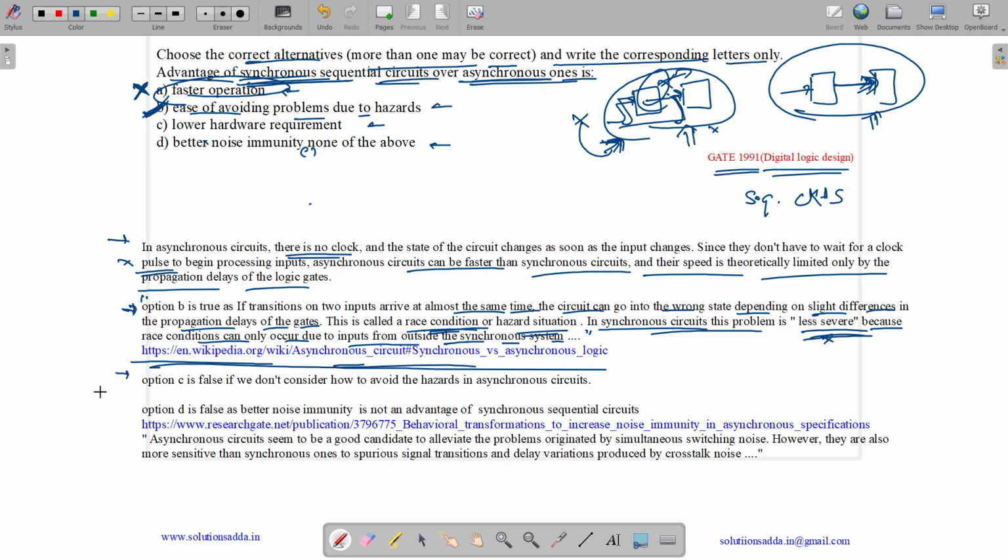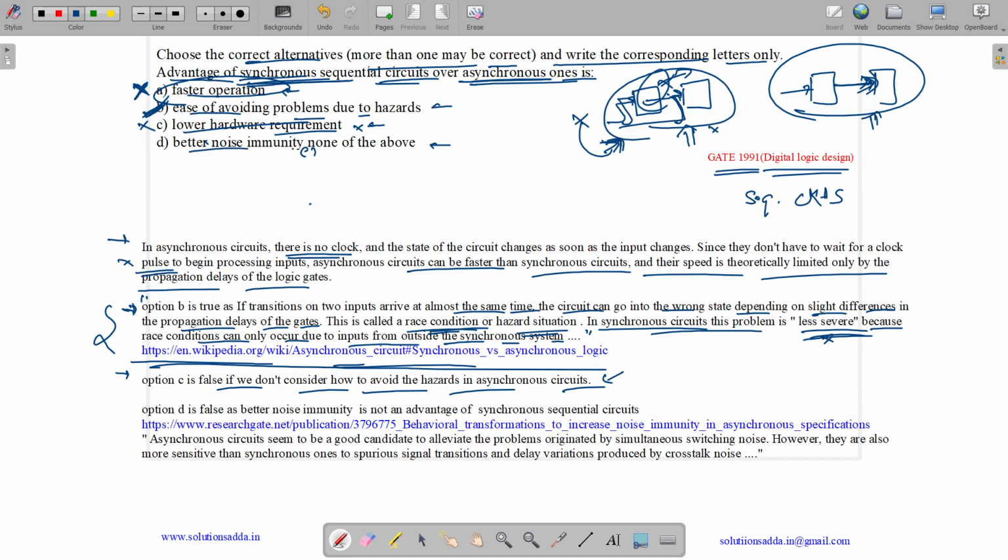Option C is false because of the above statement only. Lower hardware requirement is not there in synchronous circuits, so option C is false.